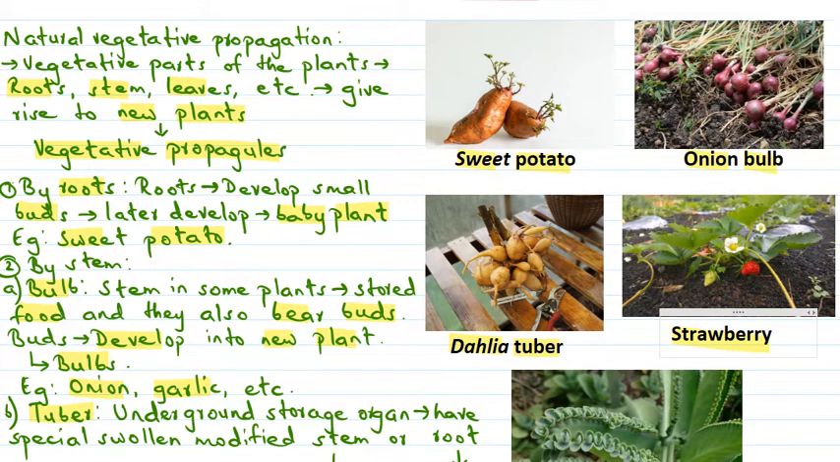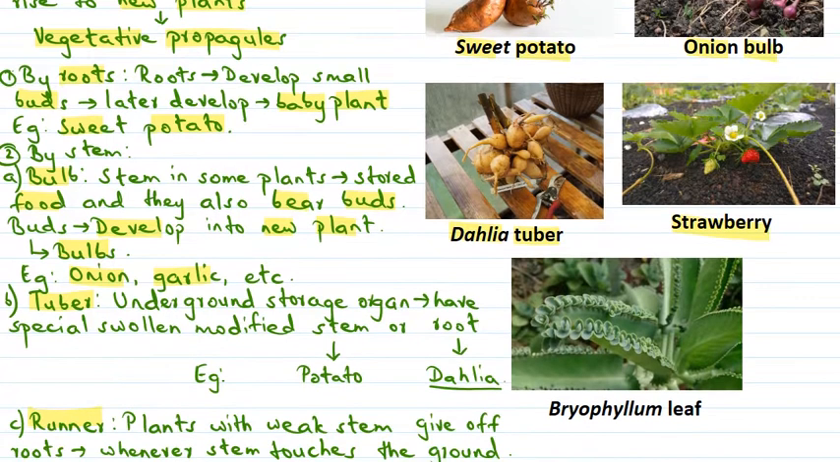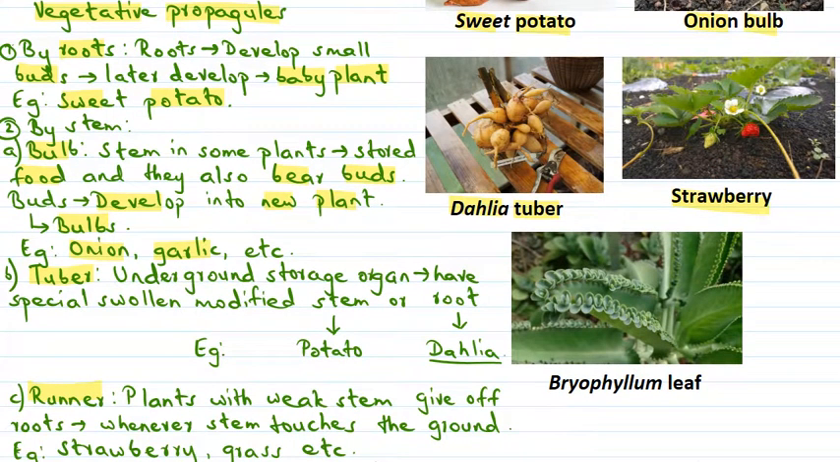Then we also talked about how vegetative propagation takes place with the help of leaves. In some plants, like in case of bryophyllum leaf, the leaves have small buds, and here we can see these small buds. These buds have the potential to grow into new plants. So this is how vegetative propagation takes place by the help of leaves that have small buds, and this type of propagation by leaves can be seen in case of bryophyllum leaf.